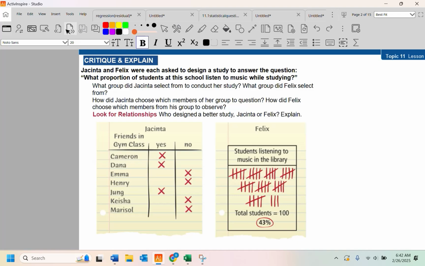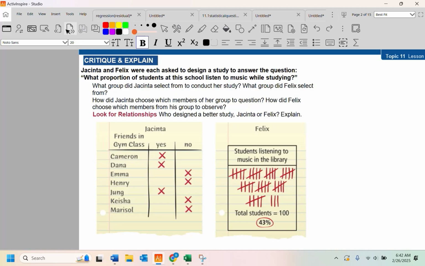First question here is, what group did Jacinta select to conduct her study? What group did Felix select from? So Jacinta chose from her friends in a gym class. And let's see, the deal was, do you listen to music while studying, which you should not do. Nor should you be listening to music while you're in class, but whatever. So Jacinta just chose from her friends in gym class.